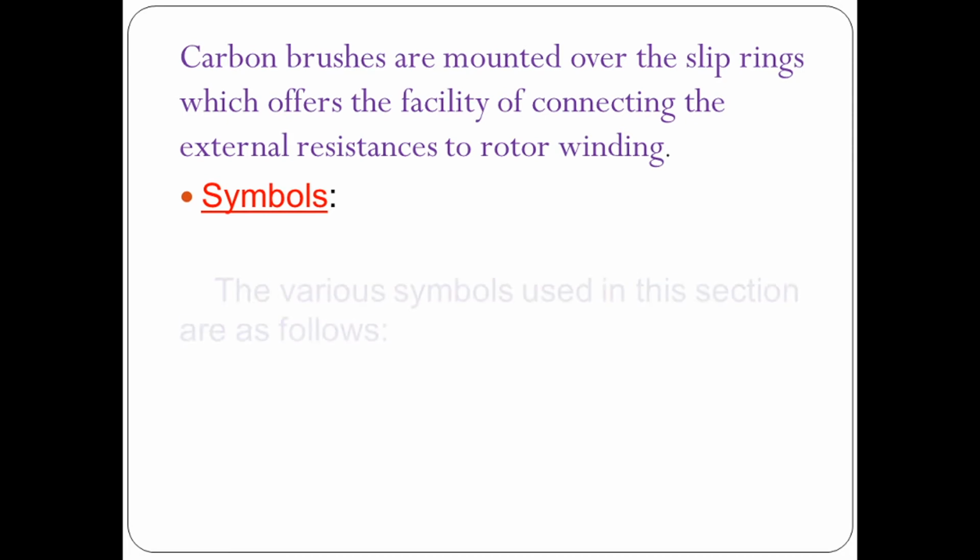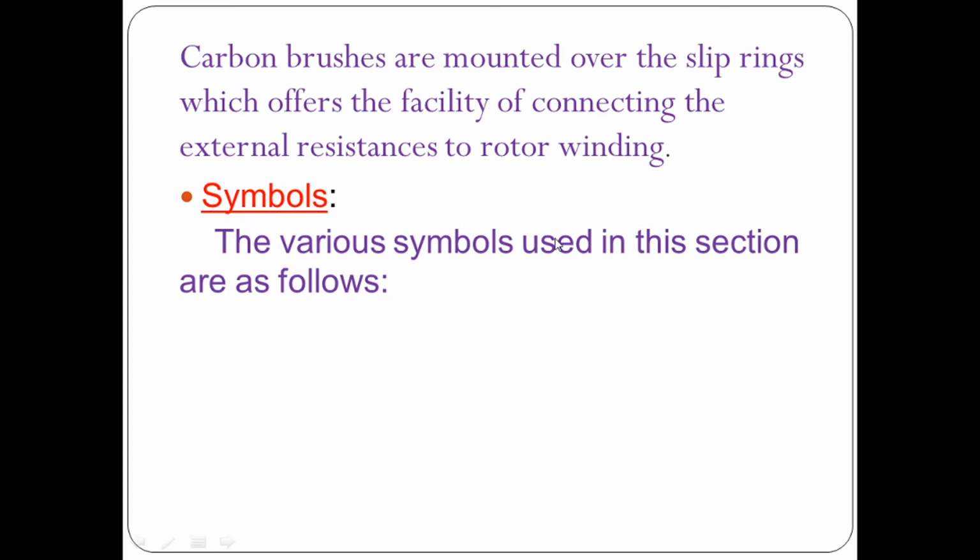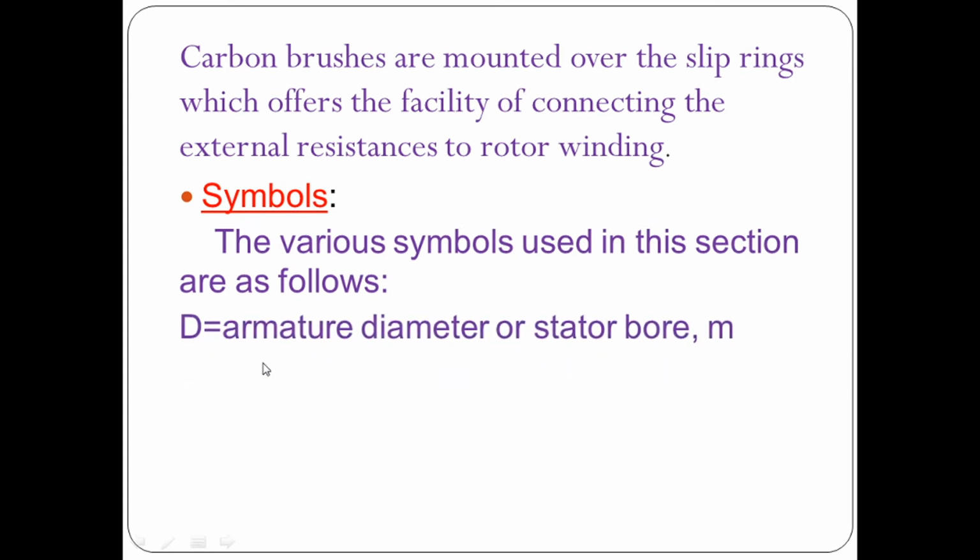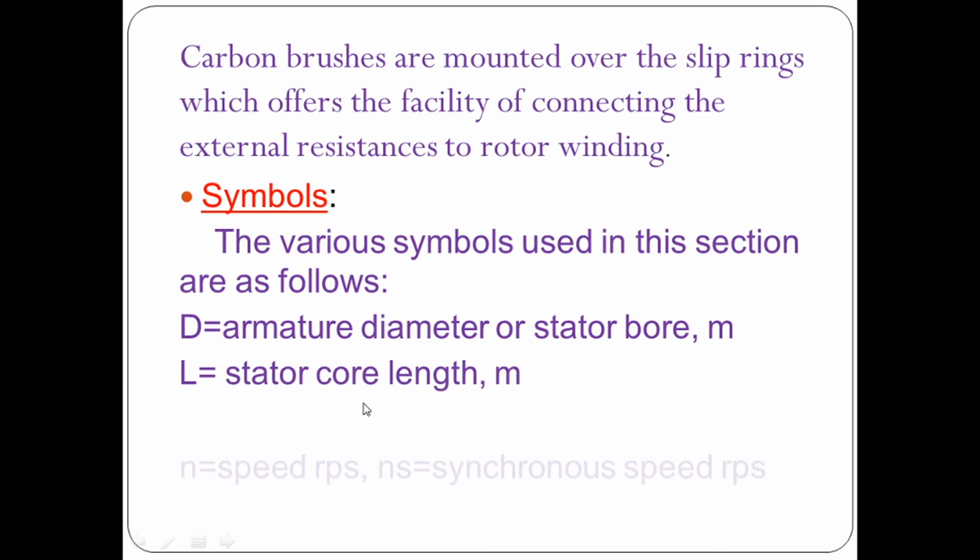So what are the symbols that we have to see? The various symbols used in the sections are as follows. Capital D is the armature diameter or stator bore diameter, represented in meters. Capital L is the stator core length, represented in meters.